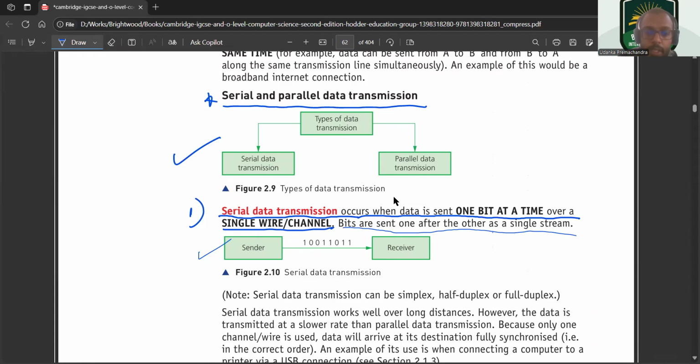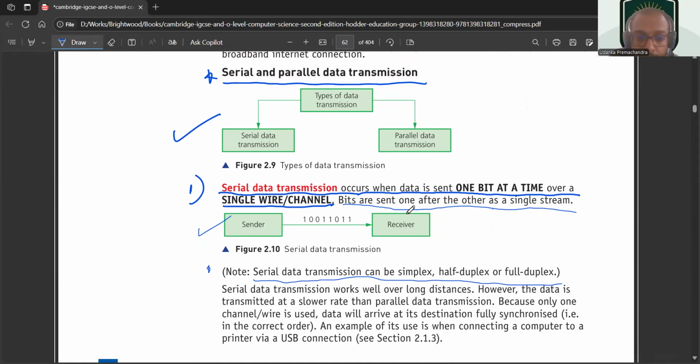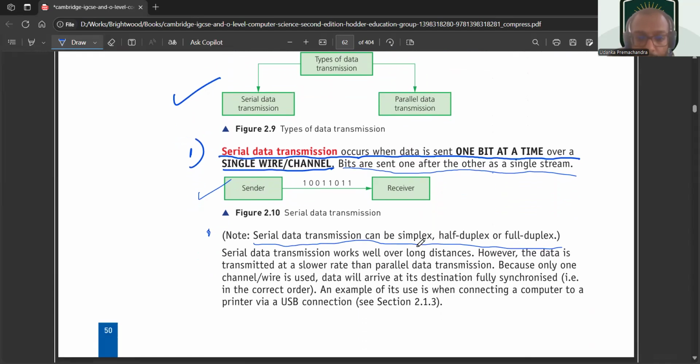Write this part also. Serial data transmission can be simplex, half duplex, or full duplex. It can take simplex, half duplex, or full duplex, all of them. Write all the underlined parts.